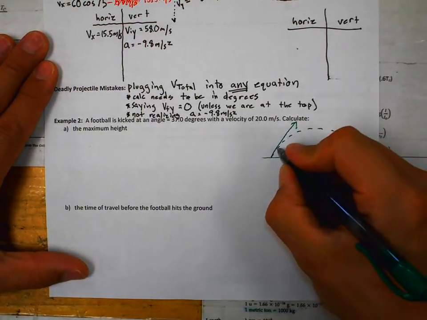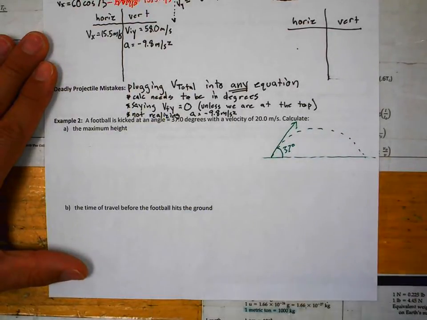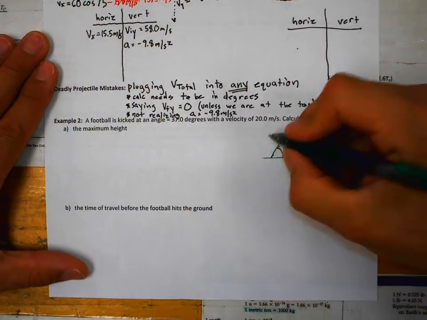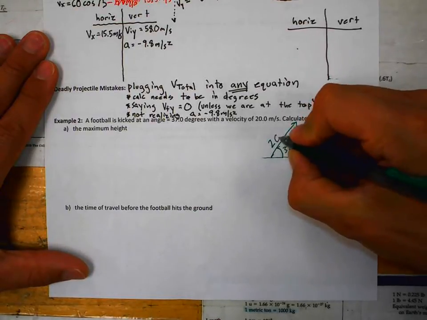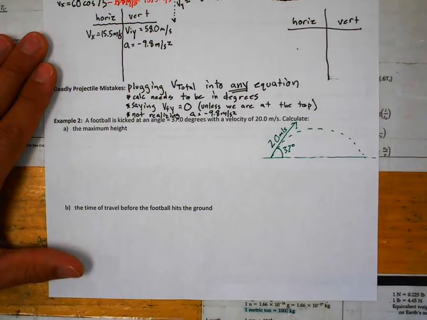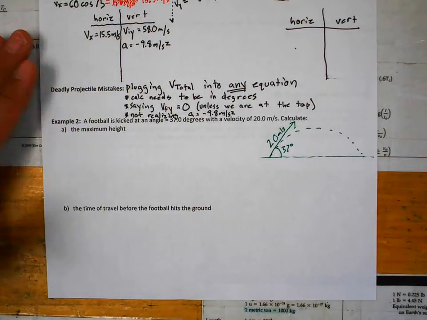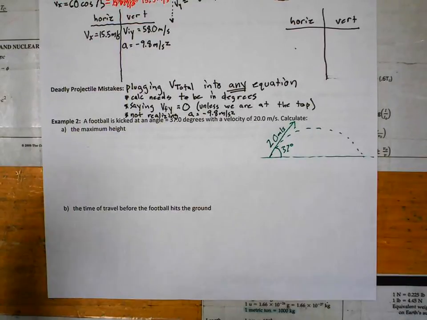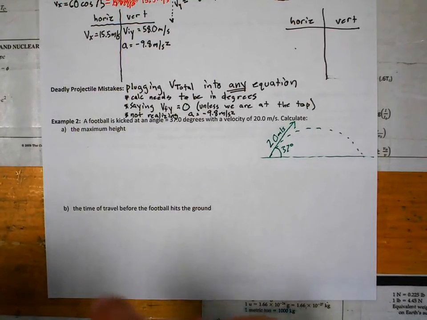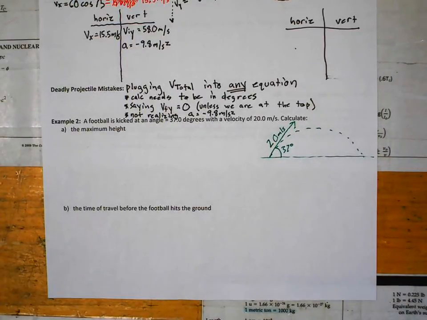Okay, this is a 37-degree angle, which I drew way too big. And this is our 20 meters per second. It is giving you the v total, which is kind of normal. Usually we're given the total velocity and not one of the components. By the way, what do I mean by components? We haven't used that word a lot. X and Y, yep, the components of the vector.